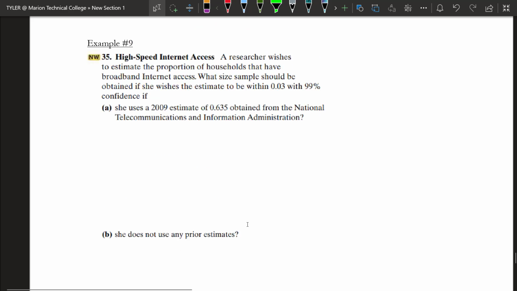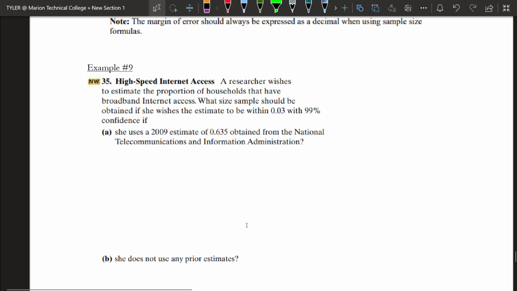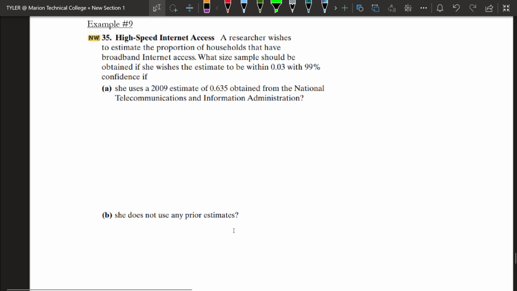All right, so now we're ready for the last example, example 9. This is an example just applying this. So what we're told: a researcher wishes to estimate the proportion of households that have broadband internet access. What size sample should be obtained if she wishes the estimate to be within 0.03 with 99% confidence if... and then we have different conditions. So the E value is this 0.03, that's my margin of error.